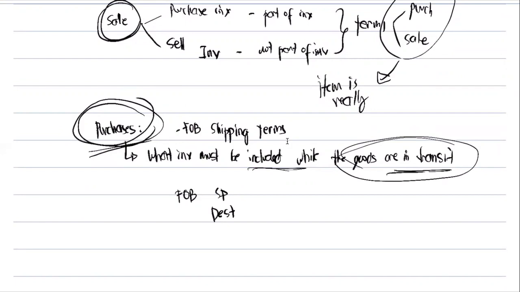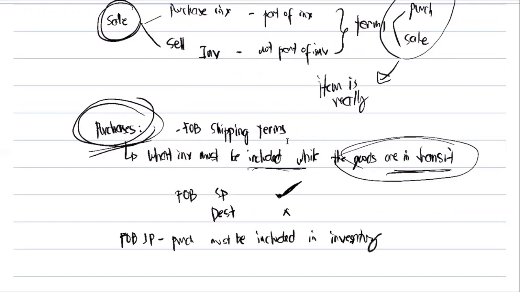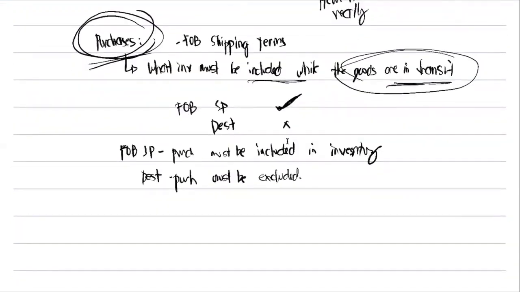So between the two, what inventory must be included while the goods are in transit? At the point of shipment, the ownership must already be transferred. That is FOB shipping point. So if ever you are purchasing while it is in transit, you only include FOB shipping point. So take note, only FOB shipping point for purchase must be included in inventory. But FOB destination for purchase must be excluded, okay? So that's for purchase.